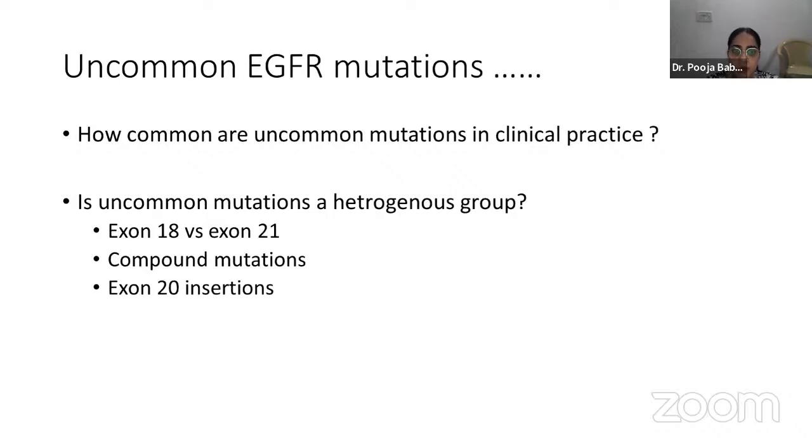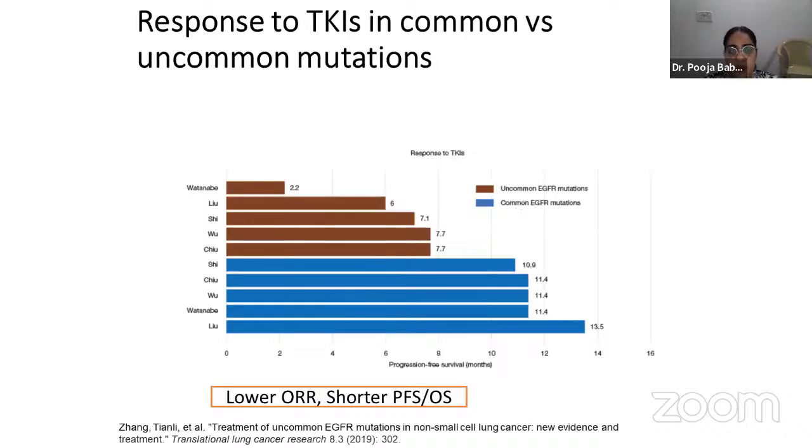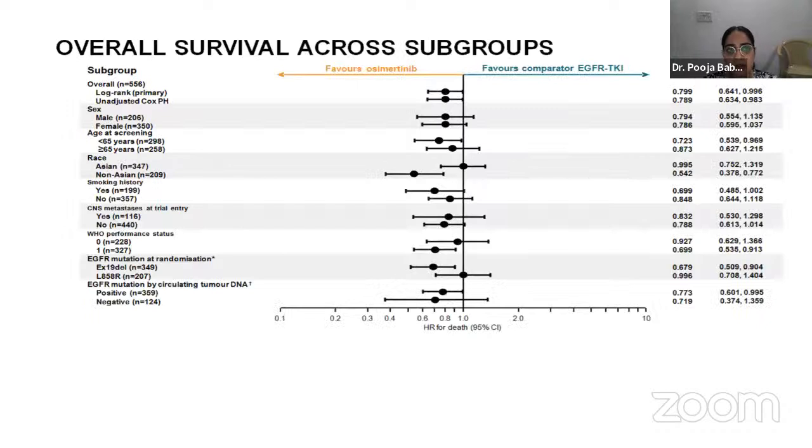So is uncommon mutation a heterogeneous group? So exon 18 versus exon 21 compound mutation and exon 20 insertion. As we have seen from the previous speaker highlighting the role of NGS and newer compound mutations emerging to the tune of 30 to 40% upfront. And the more these uncommon mutations, the response to TKI is very low.